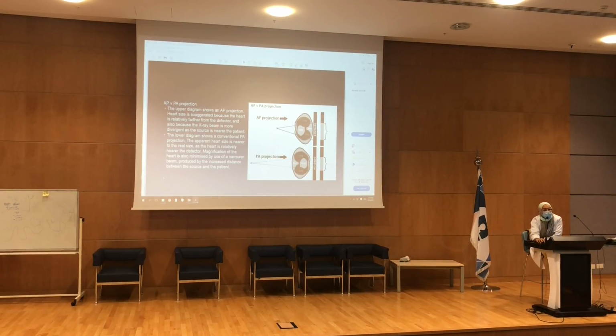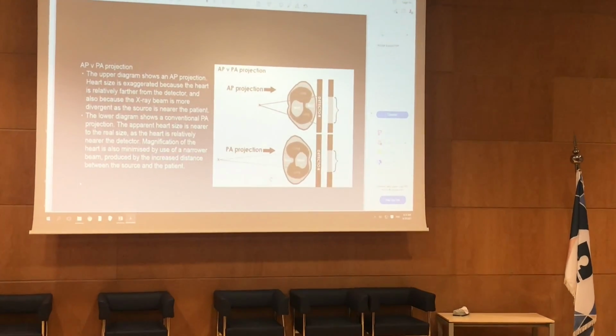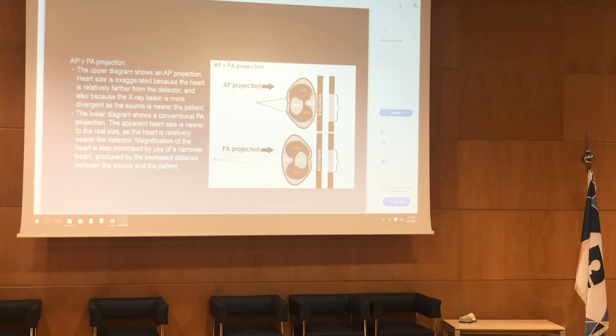And some people will give the example, remember when we used to make shadows on the wall in the dark, and the more you take your hand away from the wall, the bigger the shadow would get. So the heart is a very big organ within the chest. The farther it is from the detector, the more magnified or enlarged it's going to be. It will give you a false impression that it's actually enlarged, while it's not. So you have to be careful when you're looking at an X-ray whether it's posteroanterior or anteroposterior.